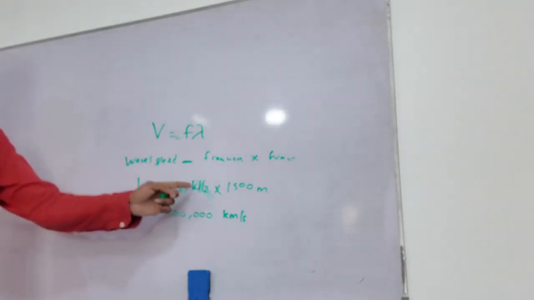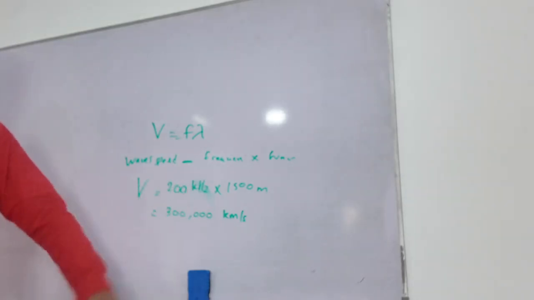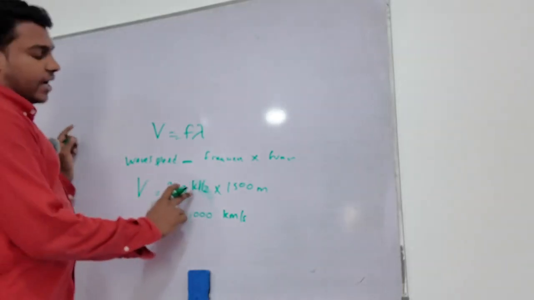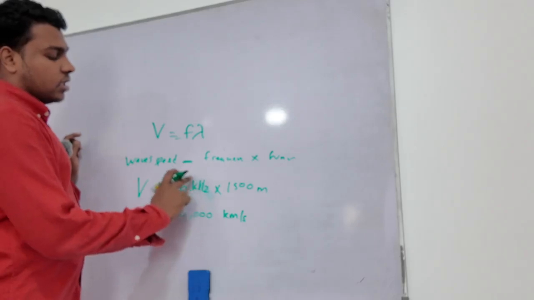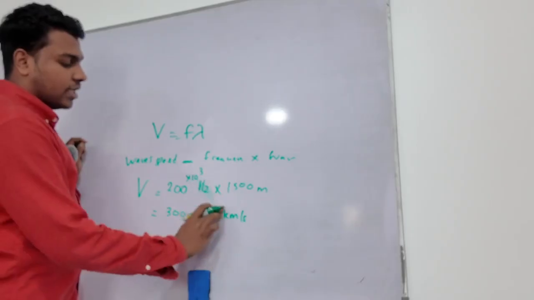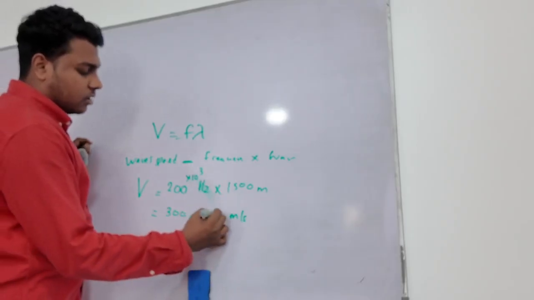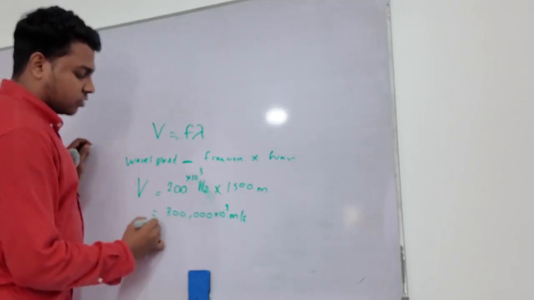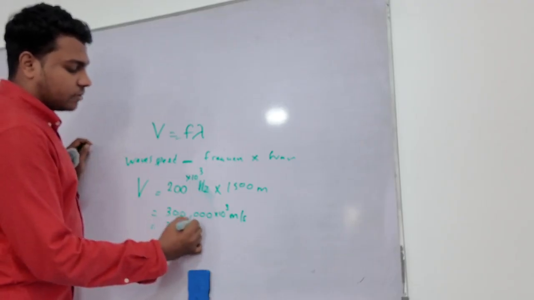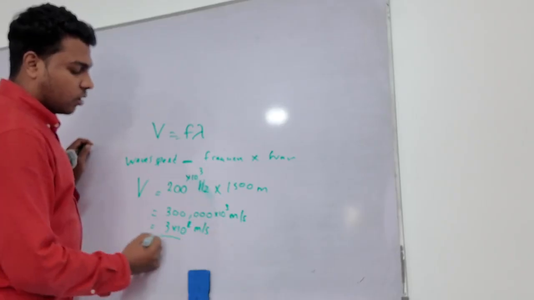Is it clear why the kilo is there? There's a k here, can you see? It's kilohertz. Imagine if we had converted this kilohertz to hertz by writing times 10 to the power 3, then this becomes times 10 to the power 3 meters per second. So you can write 3 times 10 to the power 8 meters per second.